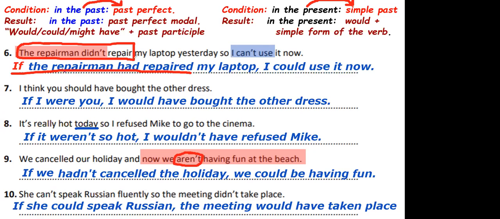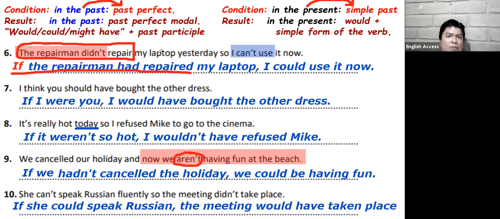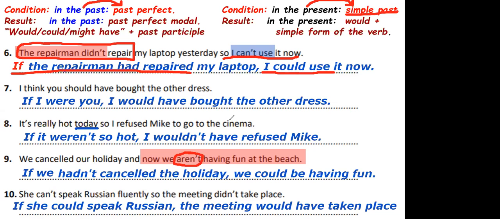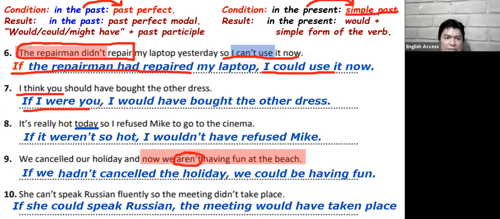One more time. The repairman didn't repair my laptop yesterday. If the repairman had repaired. The next one is I can't use it. It's in the present, so I use a simple past. I could use it. Yes? Okay. The next example, I think you should, if I were you.